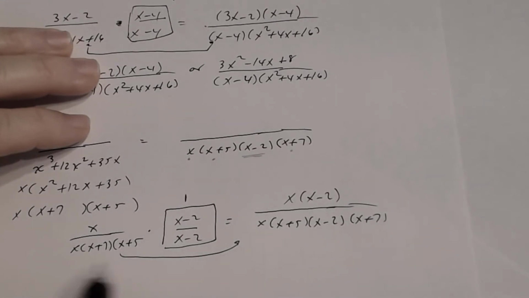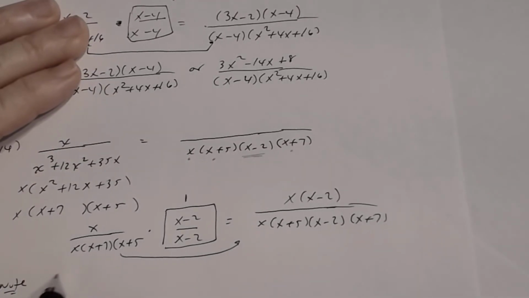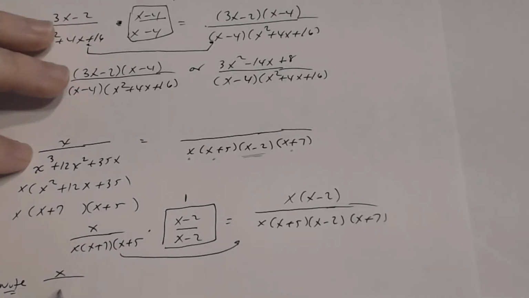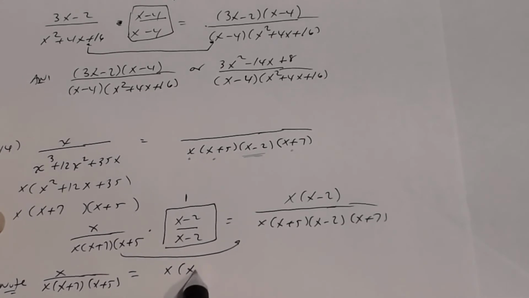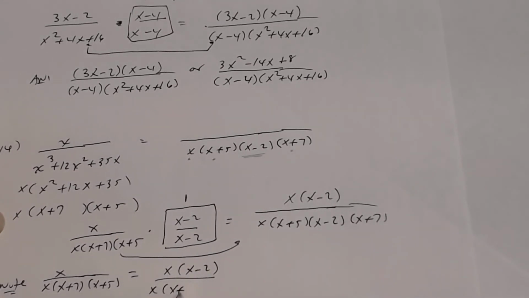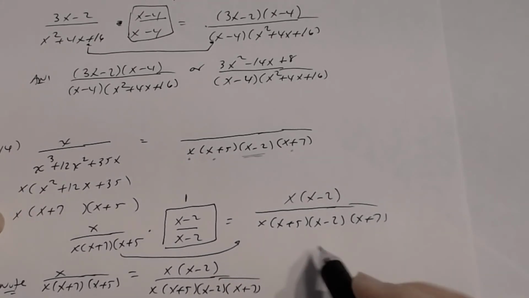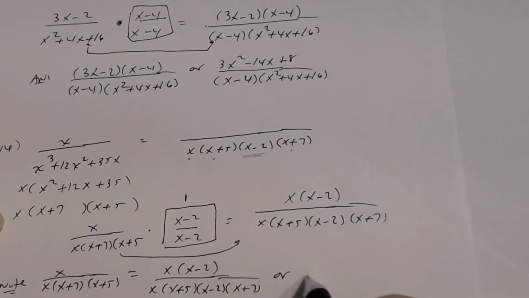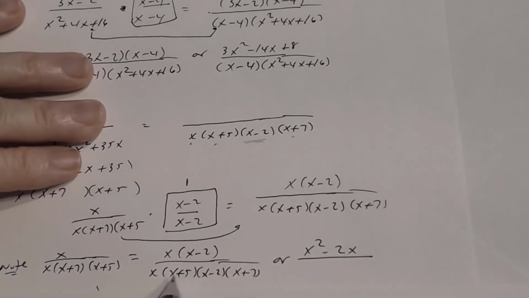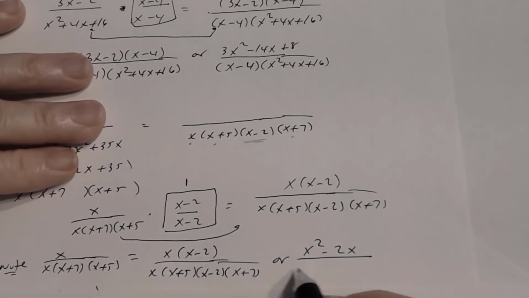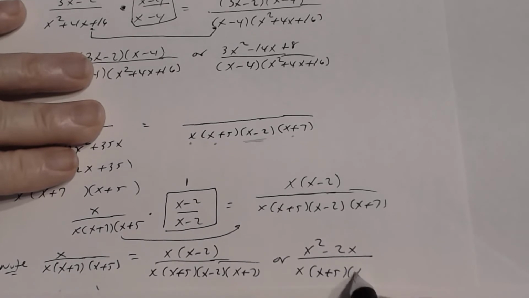I don't have enough room here, so I'm going to write small. So note, you just found that x divided by x times x plus 7 times x plus 5 is equivalent to this, x times x minus 2 over x times x plus 5 times x minus 2 times x plus 7. So that's what you found. Now, remember, you can distribute it. So x times x is x squared, x times a negative 2 is a negative 2x. But leave the denominator in factored form. That's going to be important again. And I would not want to multiply these 4 factors out anyway. All right, so that's your answer.